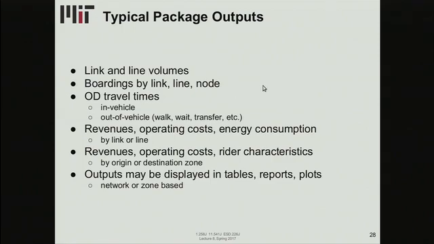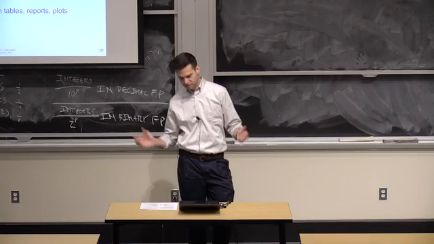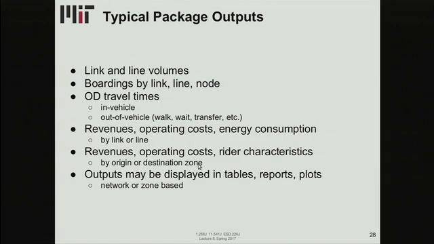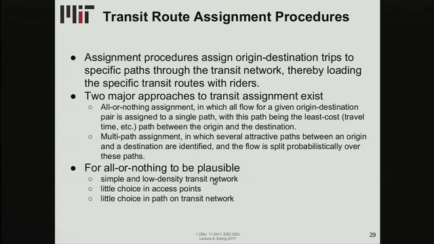So package outputs. You get ridership by link and by line, boardings by node, by line, by link. You can have travel times, so in-vehicle time, and also including the access and egress portions, transfers, etc. Revenue predictions, operating cost predictions, energy consumption predictions, even CO2 emission predictions. Revenues, operating costs, rider characteristics, and you have all sorts of ways of displaying that: tables, reports, plots, etc.